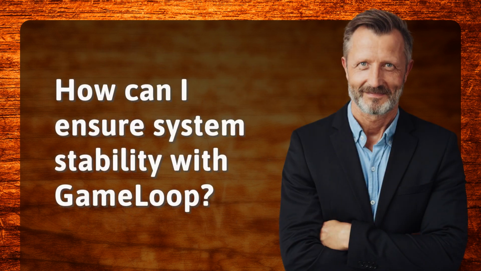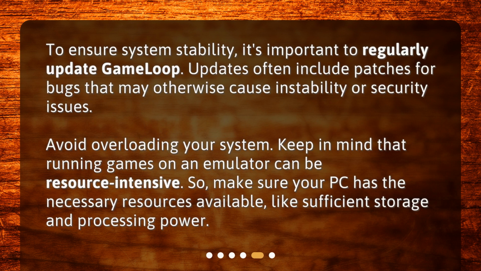How can I ensure system stability with GameLoop? To ensure system stability, it's important to regularly update GameLoop. Updates often include patches for bugs that may otherwise cause instability or security issues. Avoid overloading your system. Keep in mind that running games on an emulator can be resource-intensive. So, make sure your PC has the necessary resources available, like sufficient storage and processing power.